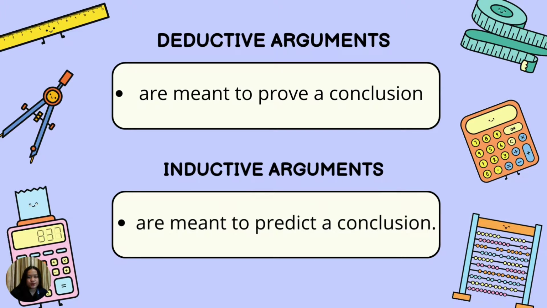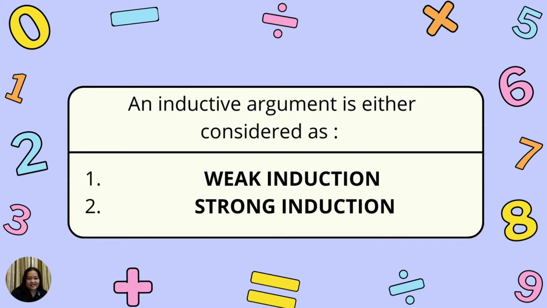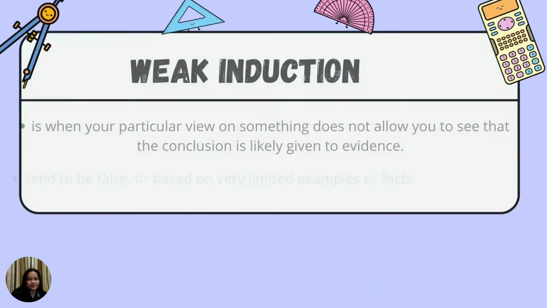We have here the two types of reasoning or arguments: deductive arguments and inductive arguments. So, deductive arguments are meant to prove a conclusion, while inductive arguments are meant to predict a conclusion. An inductive argument is considered as either weak induction or strong induction.